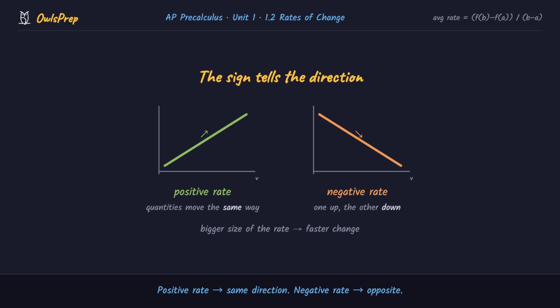The sign of the rate tells you the direction. A positive rate of change means the two quantities move together. As input increases, output increases. A negative rate means they move oppositely. As input increases, output decreases. And the bigger the size of the rate, the faster that change happens.